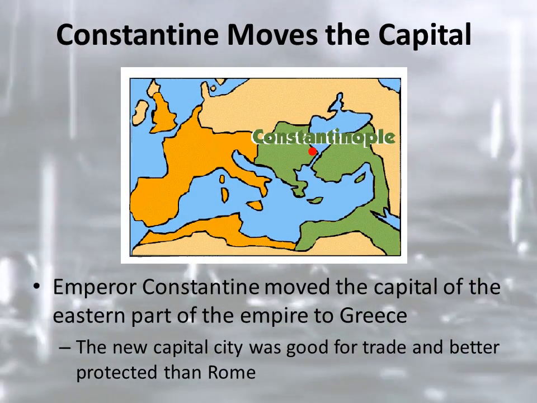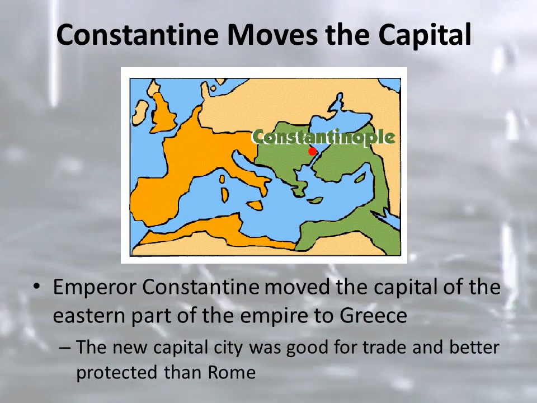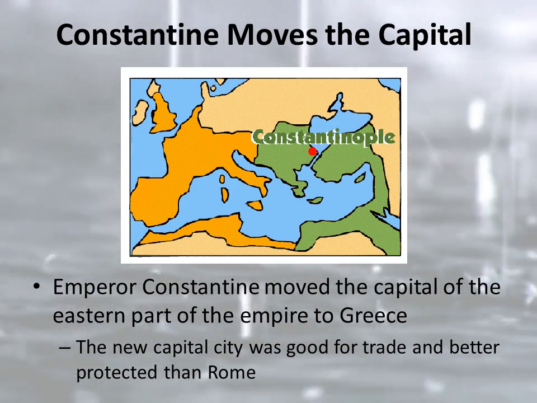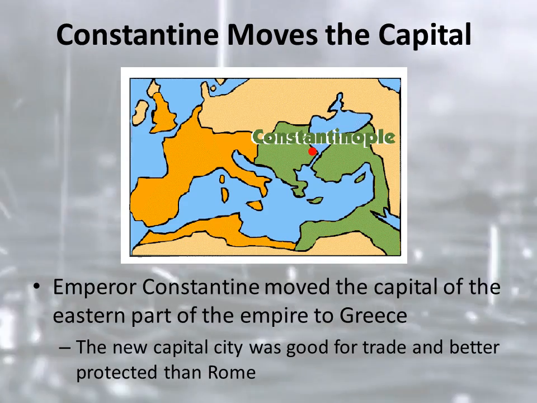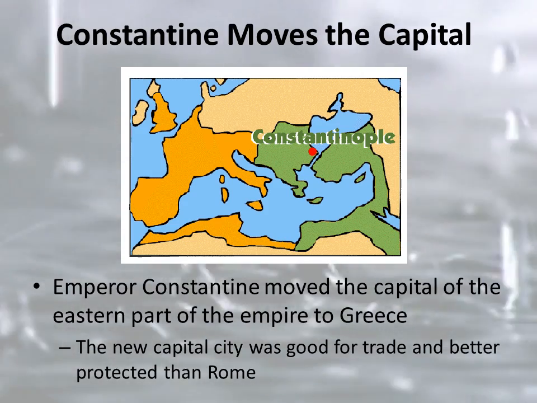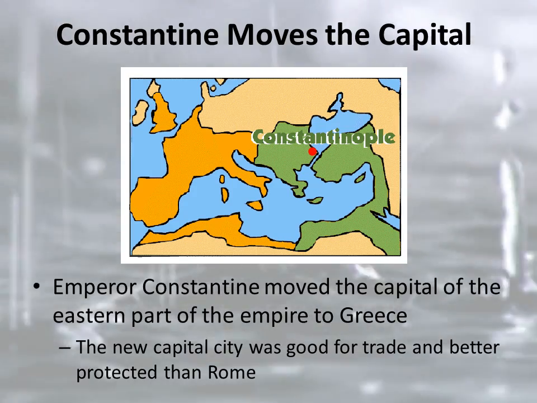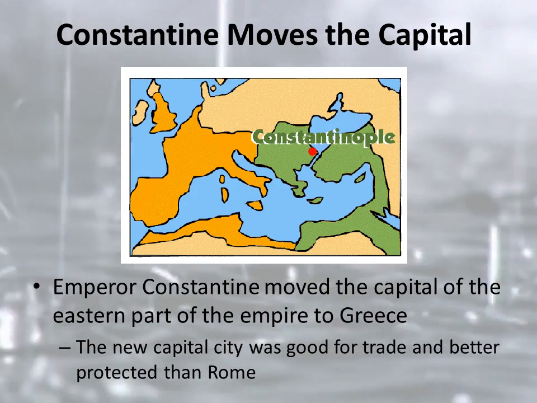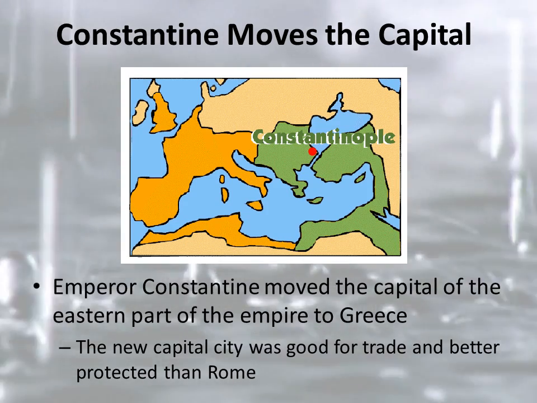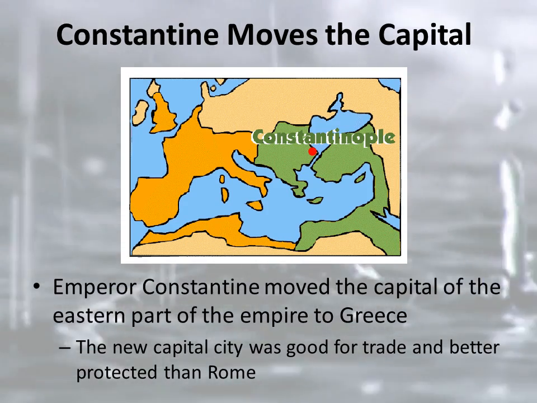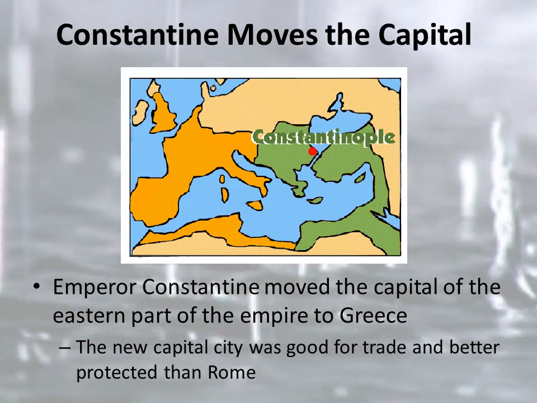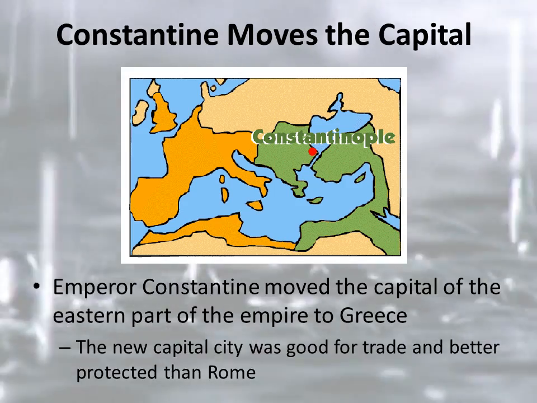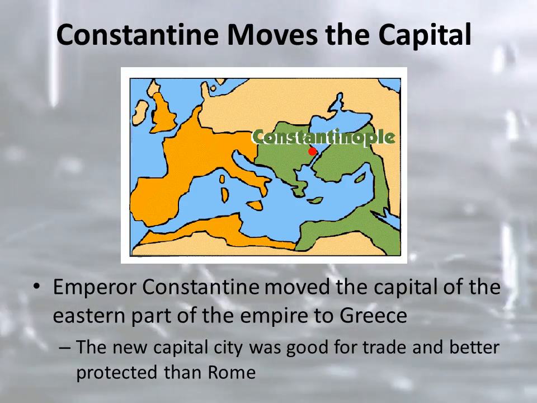After Diocletian split the Roman Empire into two parts, another emperor, Constantine, decided to move the capital from the western part of the Roman Empire to the eastern part, to a city named Constantinople. The city was named after Constantine. The reason that he moved the capital to Constantinople was because he felt the location was better for trade, and it was also an area that was further away from those Germanic tribes. So Constantine felt this new location would better protect Rome.